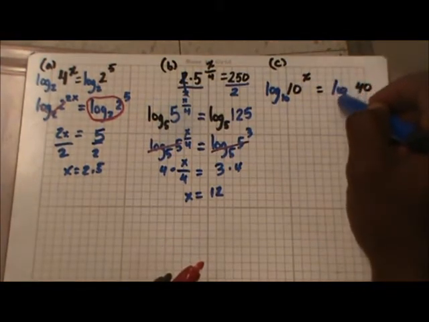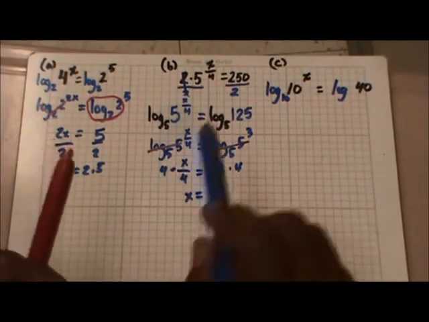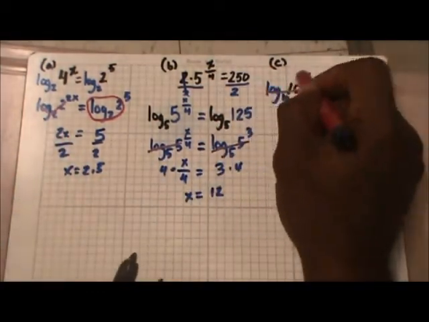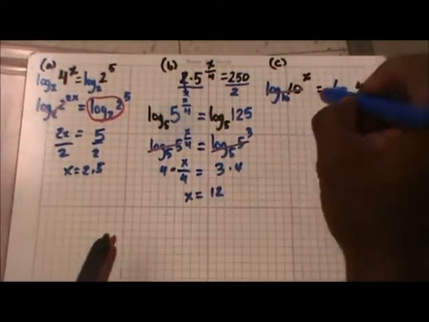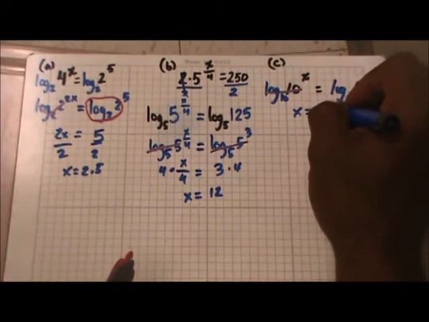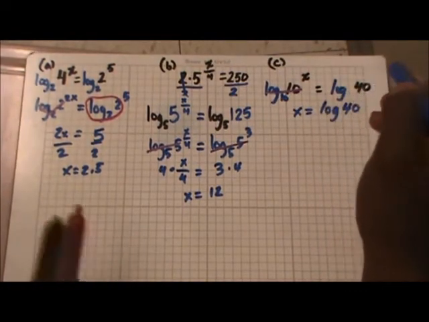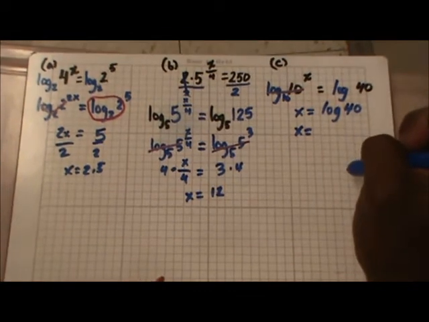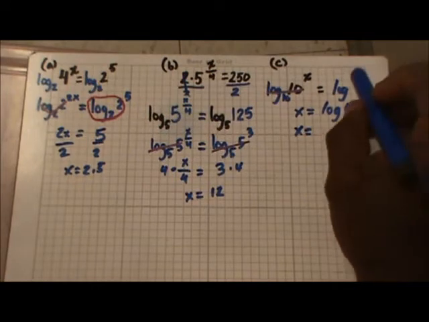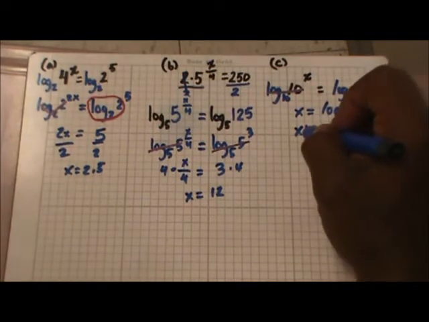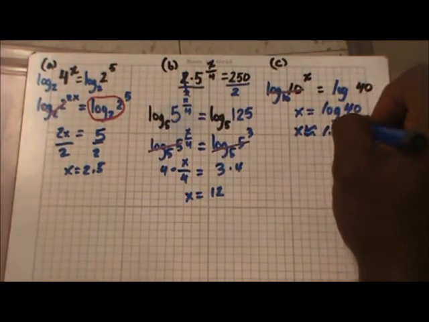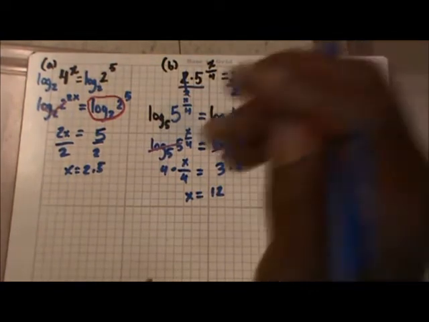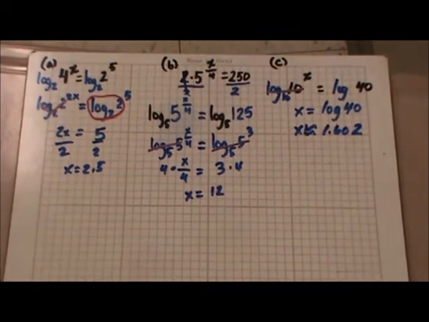In that case, this cancels. We have x is equal to log 40. Now, if you didn't have a calculator, you would be done. If you do have a calculator, you're going to go log 40. And for this problem, you get approximately 1.602 as an answer.